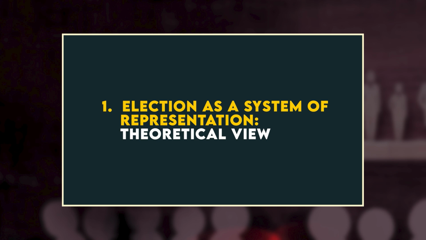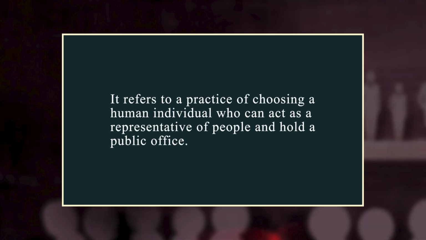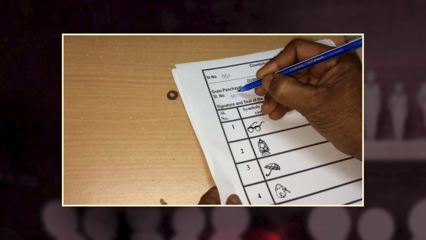We are going to discuss the theoretical view. Casting a vote is actually political decision making. It refers to a practice of choosing a human individual who can act as a representative of people and hold a public office. The process through which such choosing in the form of electing is done is called an election. Election is a system whereby citizens as voters are required to choose or select a candidate among the candidates given in a list called ballot paper or paper ballot.